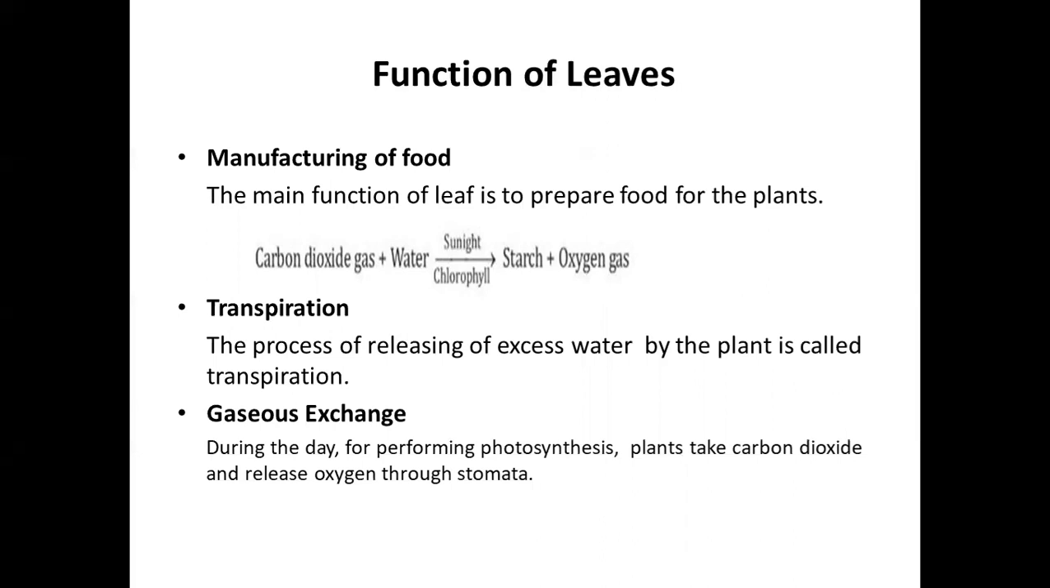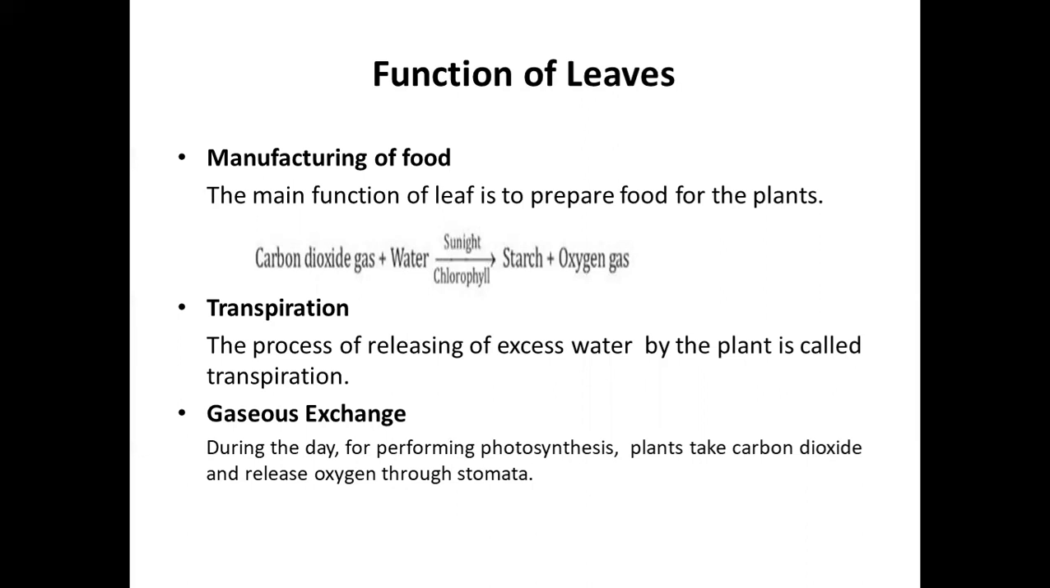The next function of leaves is transpiration. Transpiration means the process of releasing excess water, extra water, by the plant through the tiny pores present on the lower surface of the leaves. These tiny pores are called stomata. Through stomata, the plants release excess water, and that process is known as transpiration. And as a result of transpiration, it keeps the plants cool.